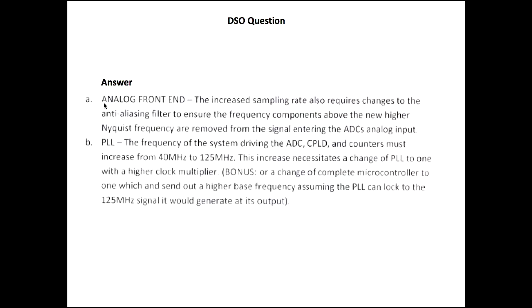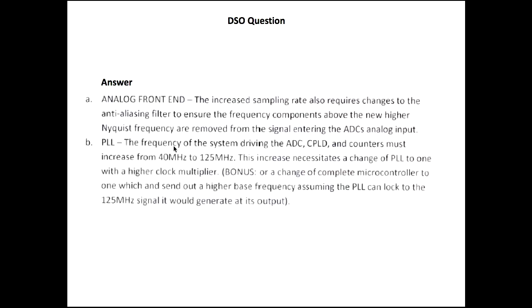Here, see, analog front end. The increased sampling rate also requires changes to the anti-aliasing filter to ensure the frequency components above the new higher Nyquist frequency are removed from the signal entering the ADC's input. PLL: the frequency of the system driving the ADC, CPLD and the counter must increase from 40 MHz to 120 MHz. So CPLD, please don't forget, because whatever you are connecting to the analog front end, you have to change it.